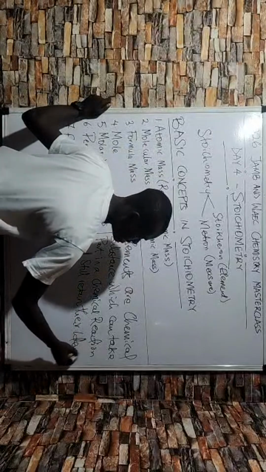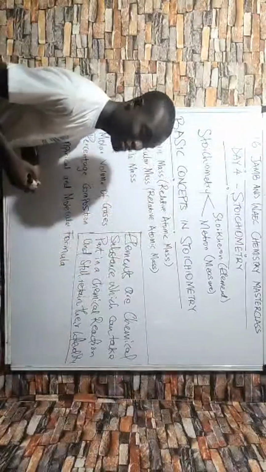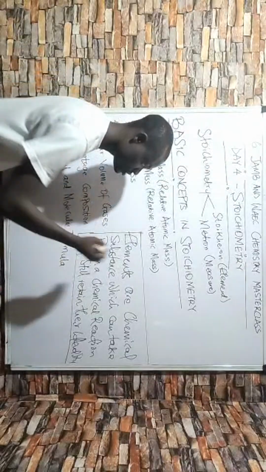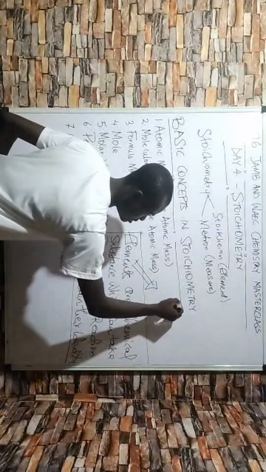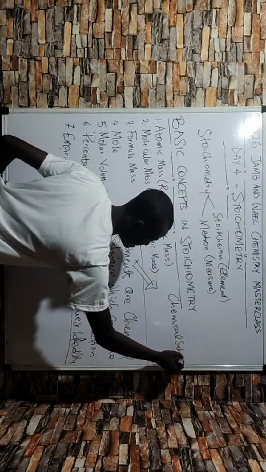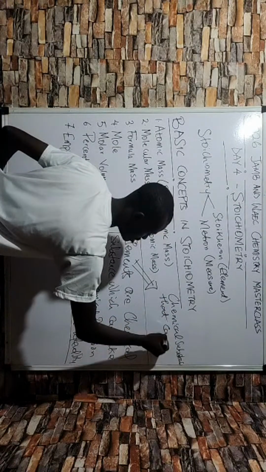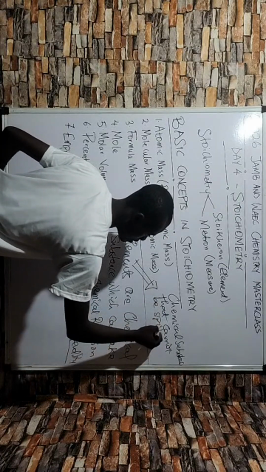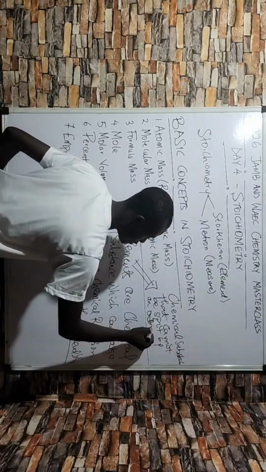Now, just to add to the definition for element, we also define element as a substance that cannot be split by an ordinary chemical process. So in addition, we also know that elements are chemical substances that cannot be split by an ordinary chemical process.